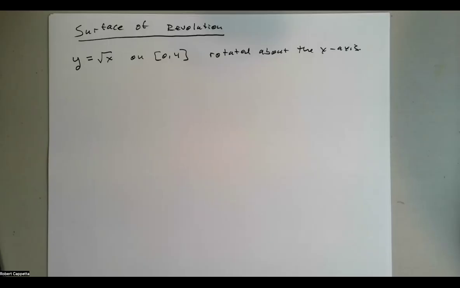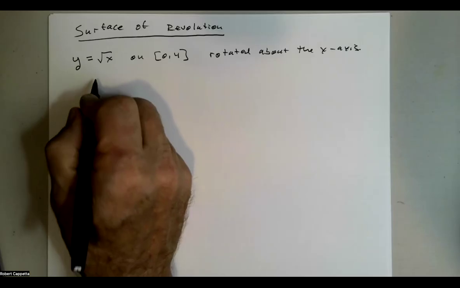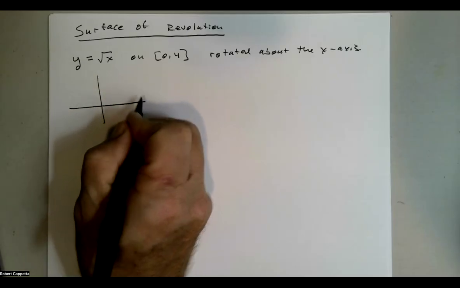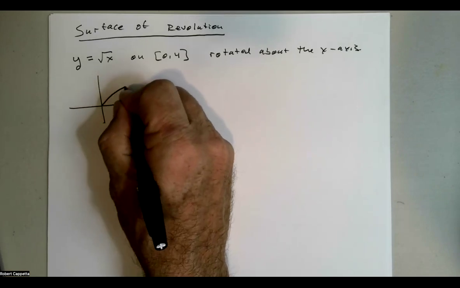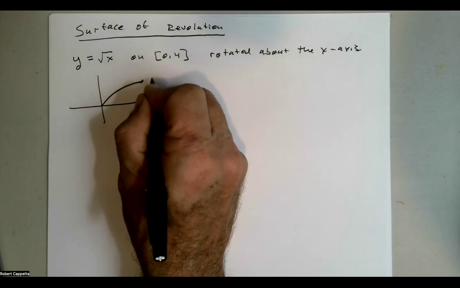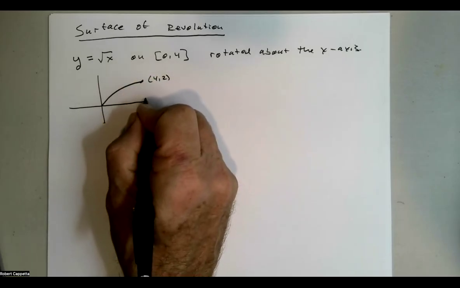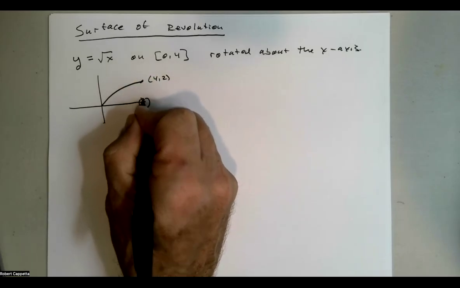And next, what I'm going to look at is surface of revolution. So let's take a look at y equals the square root of x on the interval from 0 to 4, rotated about the x-axis. Looking at our 2D representation, we get this. And this is the point: x is 4, y is 2. We're going to wrap this around the x-axis.